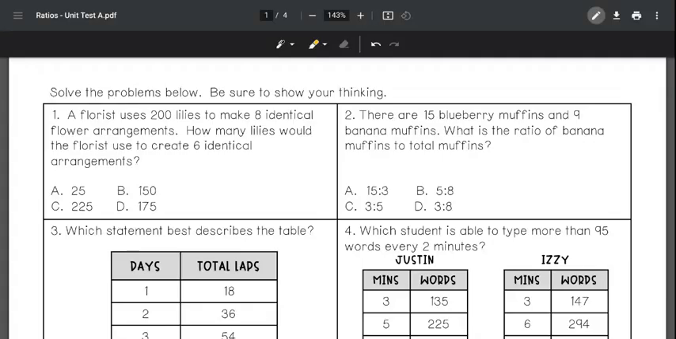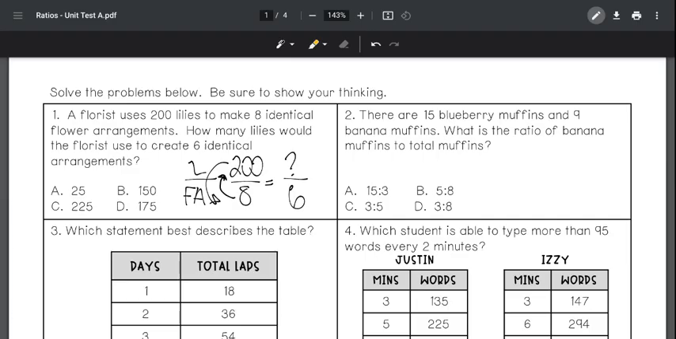Number 1, a florist uses 200 lilies to make 8 identical flower arrangements. So my ratio is going to be lilies to flower arrangements, 200 to 8. How many lilies will the florist use to create 6 identical arrangements? So what I need to do is figure out 8 times what gives us 200, or 200 divided by what gives us 8, to figure out our scale factor, okay?